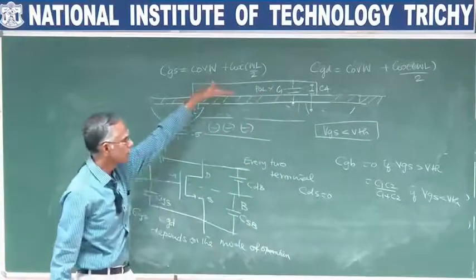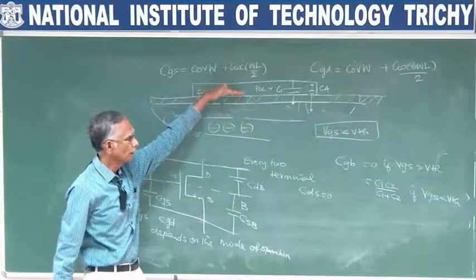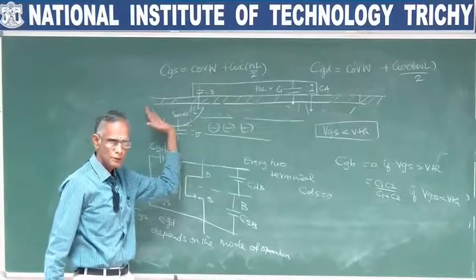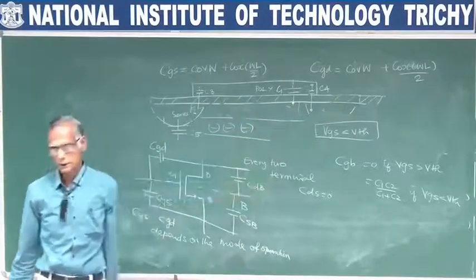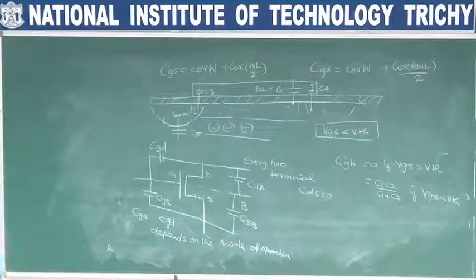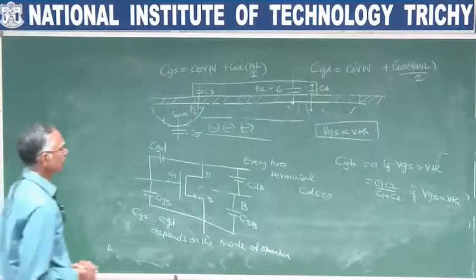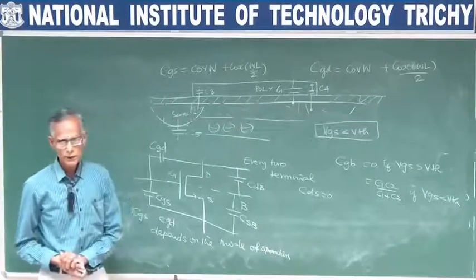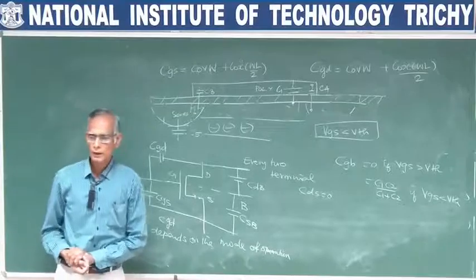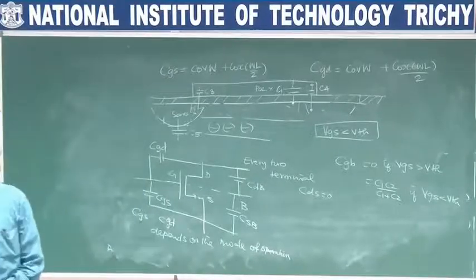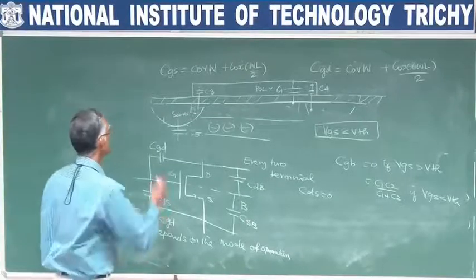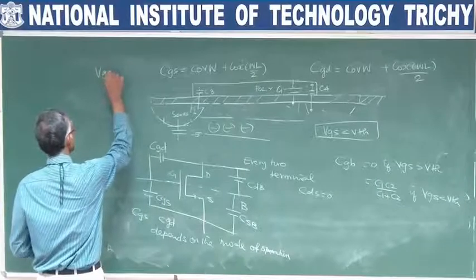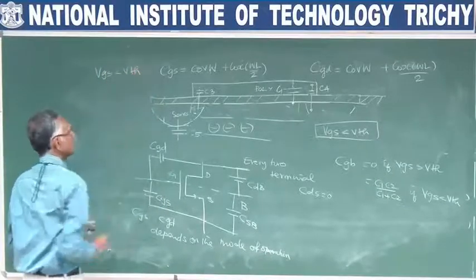So whatever capacitance you have between the interface, half of that appears as CGS, half of that appears as CGD. Okay. So in the depletion region, or when VGS is less than VTH, it has two parts, one is the overlap capacitance, another is half of the oxide layer capacitance. Okay, this is when VGS is less than VTH.